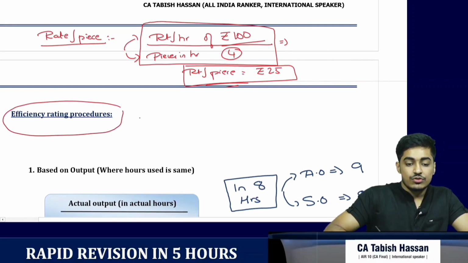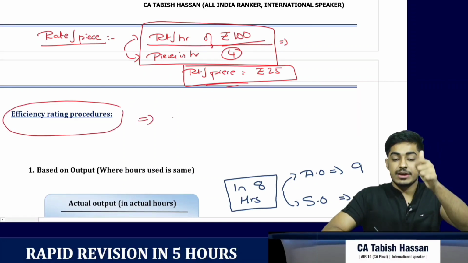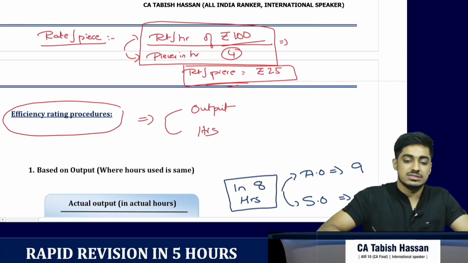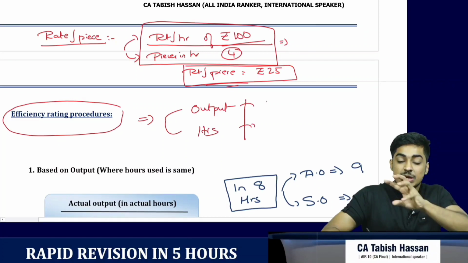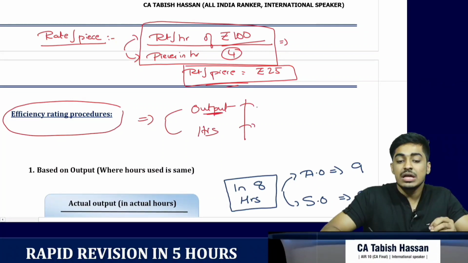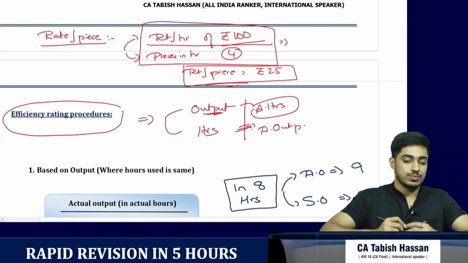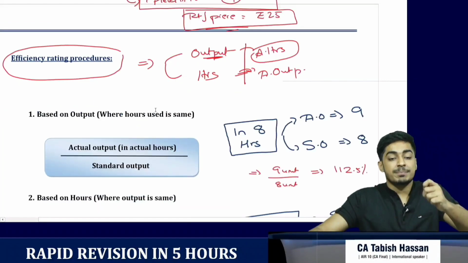Next, we have the efficiency rating procedure. For calculation of efficiency, we have two different bases. One is output. We can compare based on the output, or we can compare based on the hours. Whichever base we are comparing, we have to keep one constant. If you are comparing based on the output, we have to keep hours constant. We should compare for actual hours. If you are comparing based on the hours, we should keep the output constant. That is, we should compare based on the actual output. Clear?